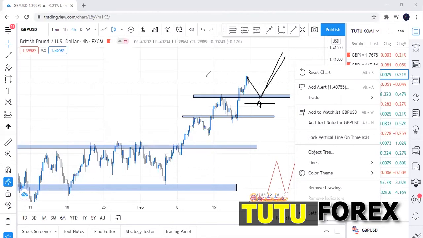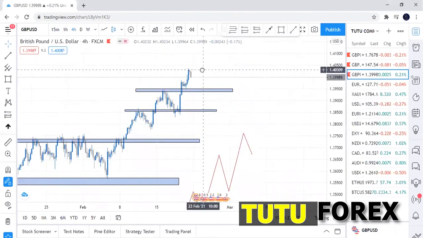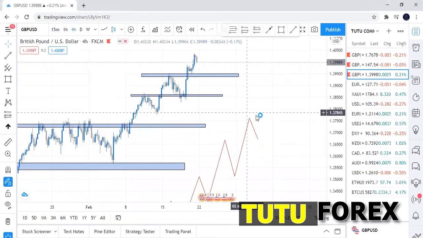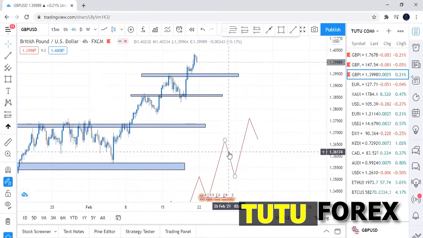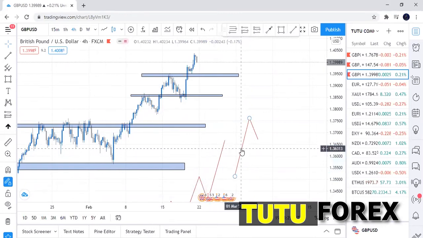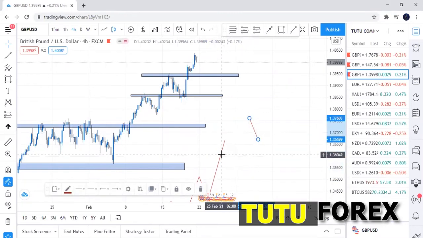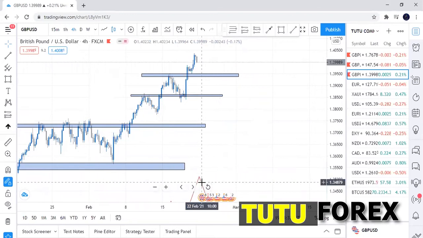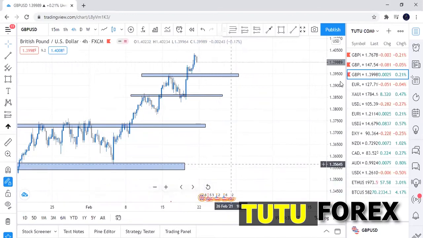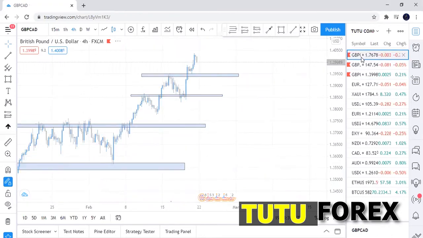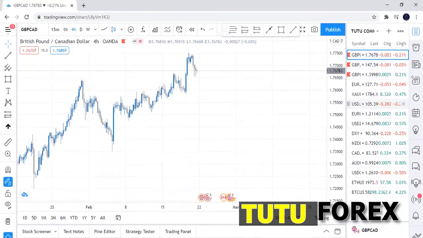And this whole thing is very, very simple. Don't let anybody tell you that it's difficult and all of that. This stuff is very simple and easy to understand. So we'll move right now to the next pair we have here. This is GBP/CAD, that is British pounds, Canadian dollar.